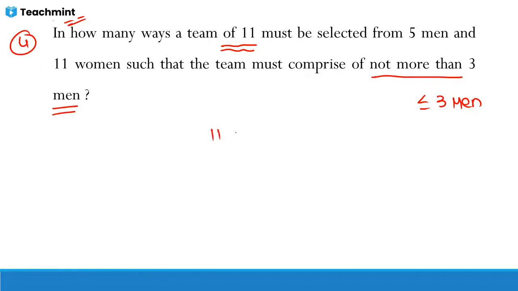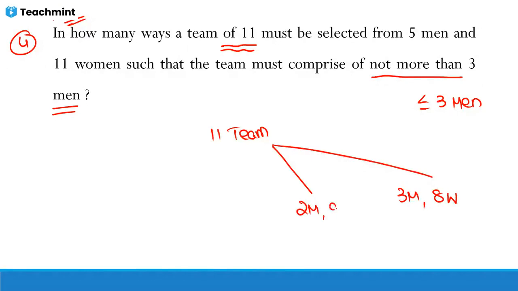Now, for an 11-member team with maximum 3 men: when it is 3 men, you need 8 women. When it is 2 men, you need 9 women. When you have 1 man, you need 10 women. And 0 men, all women also. Yes, we have 11 women. If suppose only 9 women are available in the entire selection, then the first two are not possible. But here, maximum 3 men is indirectly the meaning.